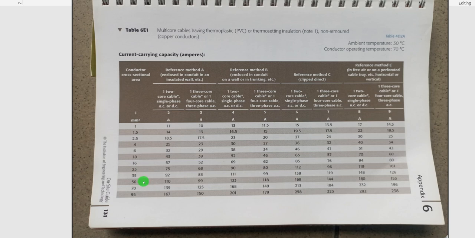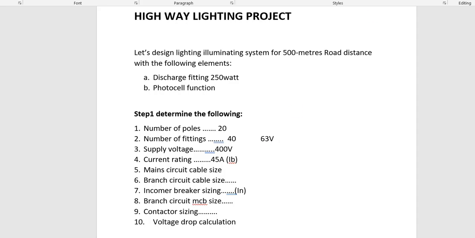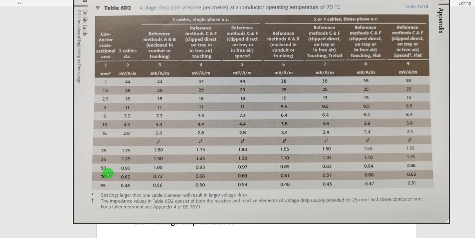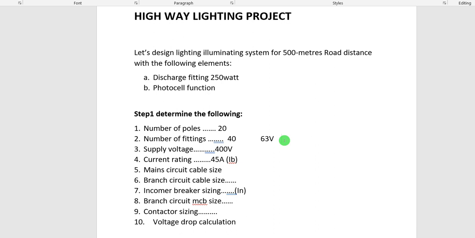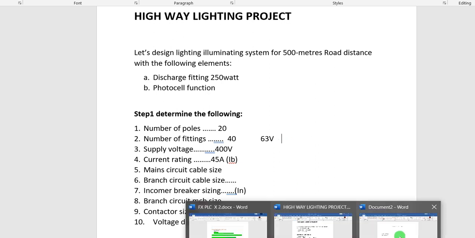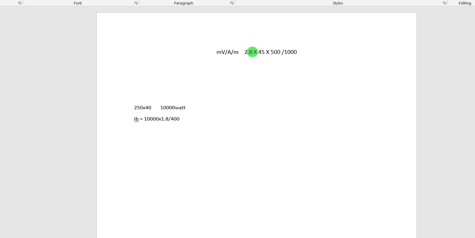Now, without wasting our time, let's choose 70. All right, I don't want us to continue trying another one and delay you. Let's choose 70. 70 mm square is what I've chosen for that design. So come back to voltage drop. What is our factor for voltage drop for 70? Look at the voltage drop factor for 70 mm. It is 0.72. So we are going to factor that into the calculation again. Come here and change this one to 0.72.